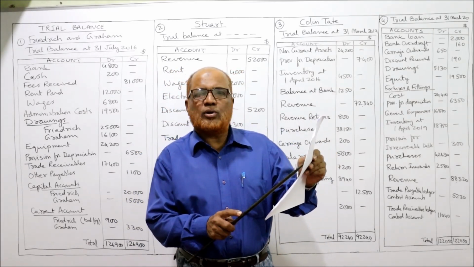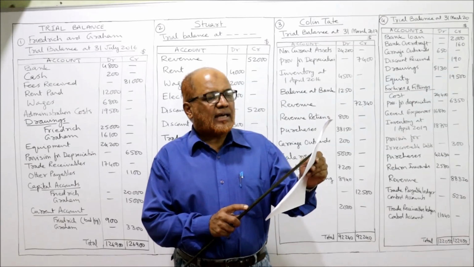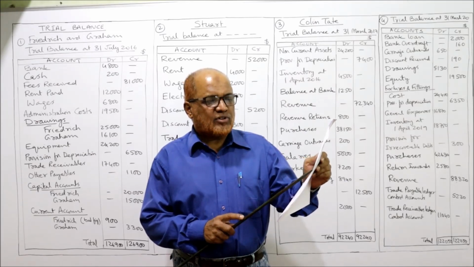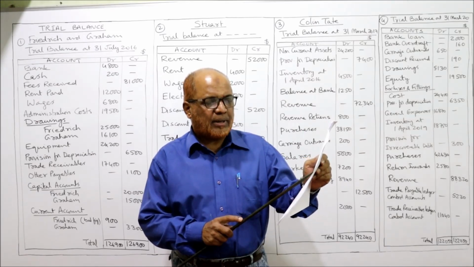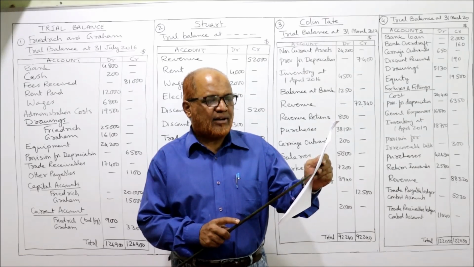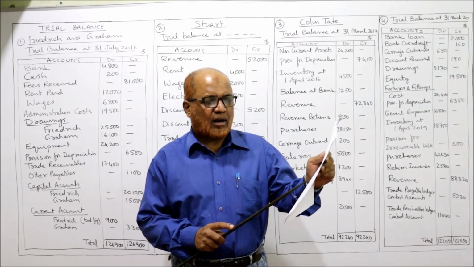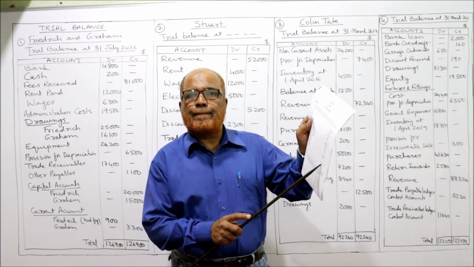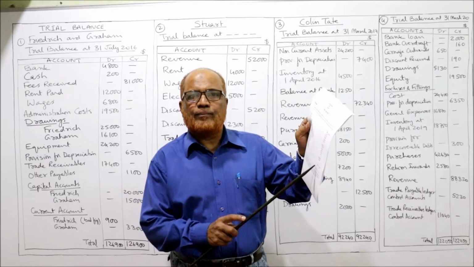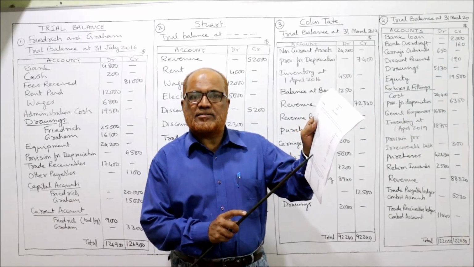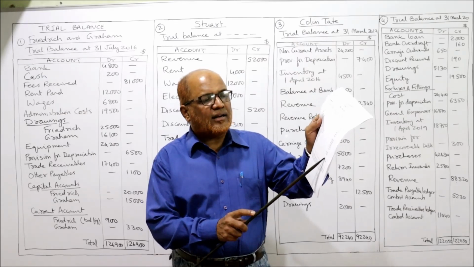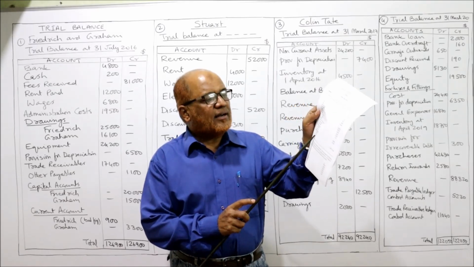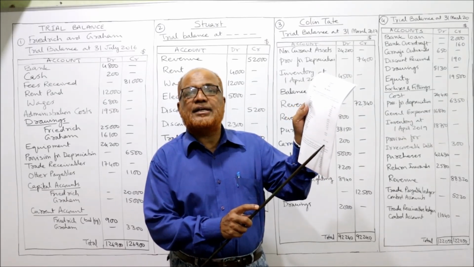Bank balance debit 4,800. Then cash, fees received, rent paid, wages, administration, drawings, equipment, provision for depreciation, trade receivable, other payable, capital account of Friedrich and Graham, current account of Friedrich and Graham. And the current account of Friedrich at the end of the year is not given. Question mark. That we have to find out. That will be the balancing figure in the trial balance, because Friedrich's current account balance is not given. Whereas the current account of Graham is given, 3,300 credit.